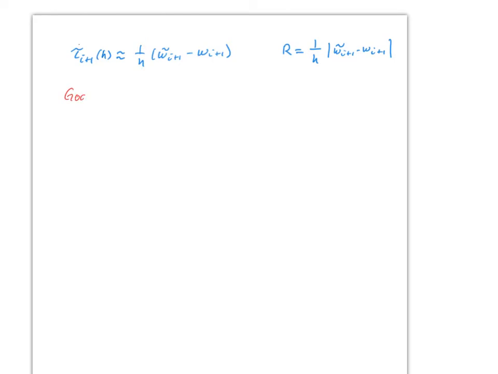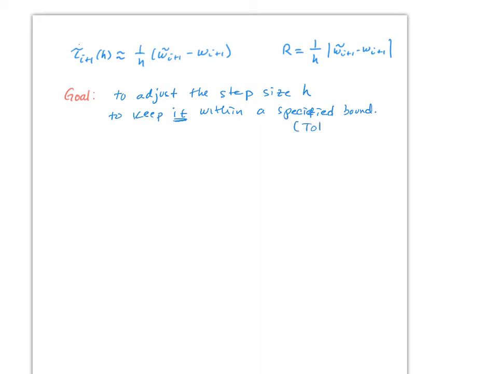All right, so now the goal in here is the following. The goal is to adjust the step size h to keep the method within a specified bound, which usually is epsilon, or a specified bound or tolerance.